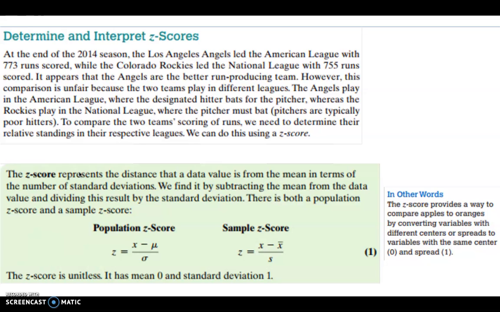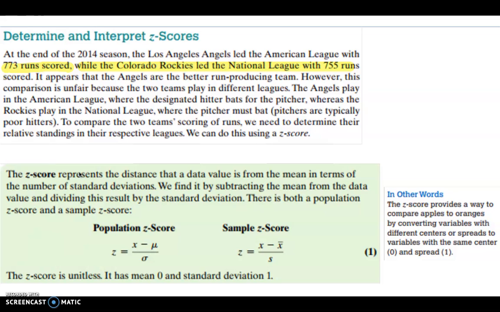We'll start it off with an example. At the end of the 2014 season, the Los Angeles Angels led the American League with 773 runs scored, while the Colorado Rockies led the National League with 755 runs scored. Now it appears that the Angels are a much better run-producing team. However, this comparison is unfair because they play in two different leagues. In baseball, one league has what's called a designated hitter who hits for the pitcher, and in the other league, the pitcher has to actually bat.